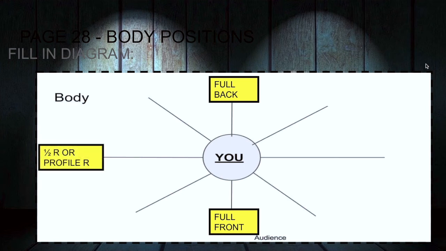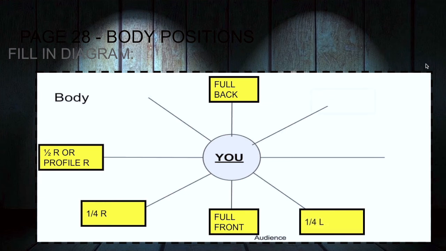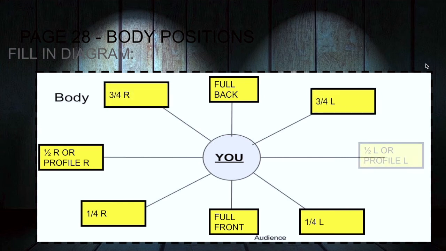Then we have profile or half right, quarter right, quarter left, three-quarter left, three-quarter right, and profile left. Profile means you are facing that side of the stage. So if you look to stage right, the audience is going to see half of your body, and the opposite for the left side. Quarter right and quarter left, I always think of it as you're going to turn your shoulders and face the corner of the room towards the audience, either the right or the left. And then three-quarter is the back two corners. So these are the body angles and positions.